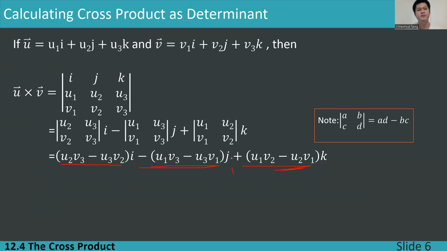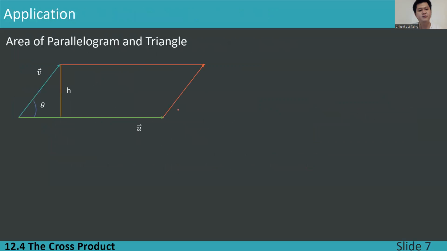Now that we have learned how to do cross product, let's look at three of its applications. So the first part is area of parallelogram and the triangle. If you have a parallelogram, how do you calculate area and how is it related to cross product?